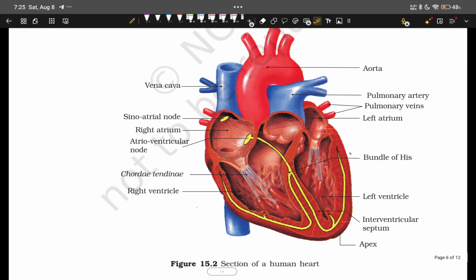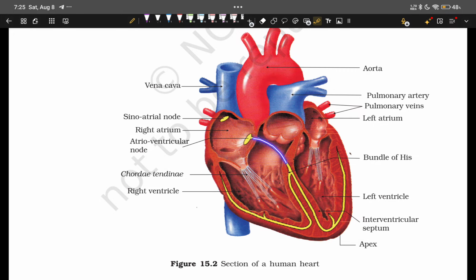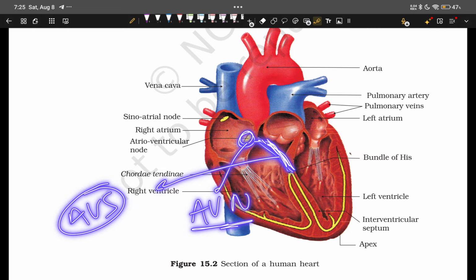What does it mean? Let me try to explain with the help of this diagram. On the upper right corner we have the sinoatrial node, and on the lower left corner the atrioventricular node. Now this is very close to this atrioventricular septum. This whole thing is called the atrioventricular bundle, AV bundle, also called the bundle of His. This AV bundle continues from the AV node and passes through the whole atrioventricular septum, then emerges on the top of this.